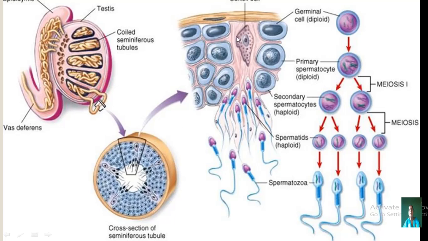Now this is the enlarged view of a section of the seminiferous tubule. You can see this is the covering of the seminiferous tubule. This is the basement membrane. These are the diploid germinal cells which undergo mitosis to produce primary spermatocytes. Primary spermatocyte is diploid. The primary spermatocyte undergoes meiosis 1 to produce secondary spermatocyte. Secondary spermatocyte undergoes meiosis 2 to produce spermatids. The spermatids change to sperms or spermatozoa, which are present in the center of the seminiferous tubule. So, this is the process of spermatogenesis which you can see in this diagram. These are the different stages of spermatogenesis.